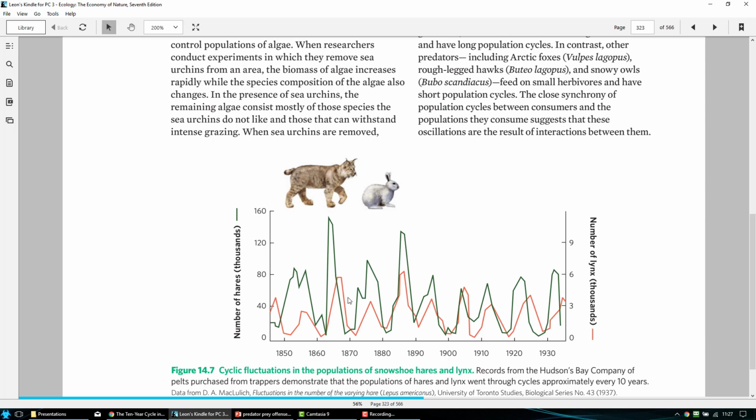Now, let's pause here and ask ourselves, if that's the first classic example of predator-prey, what's the second classic example that I'm going to talk to you about? And I'll give you a hint, it's also North America. Yes, of course, it's wolves and moose, well done, on Isle Royale.